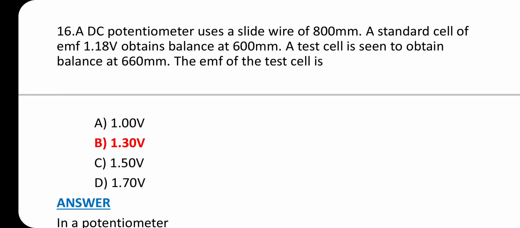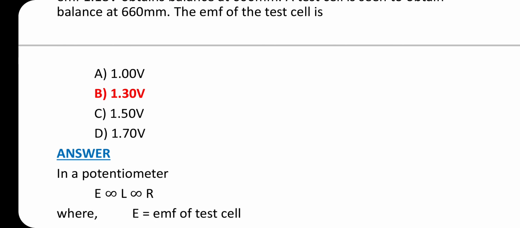Question number 16. A DC potentiometer uses a slide wire of 800 mm. A standard cell of EMF 1.18 volt obtains balance at 600 mm. A test cell is seen to obtain balance at 660 mm. The EMF of the test cell is. Answer is option B, 1.30 volt.